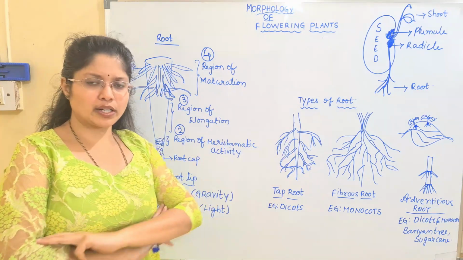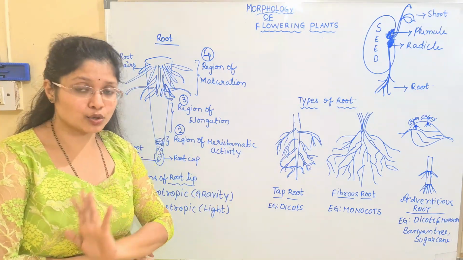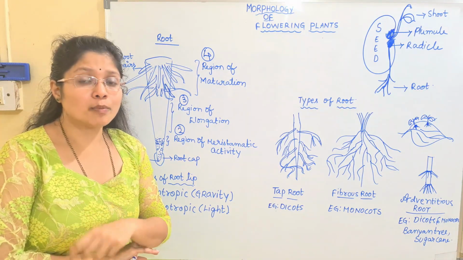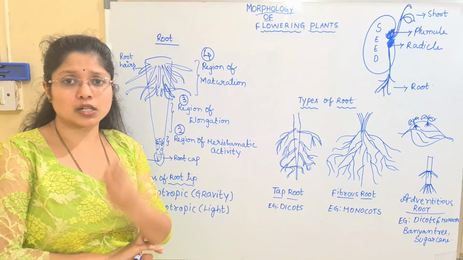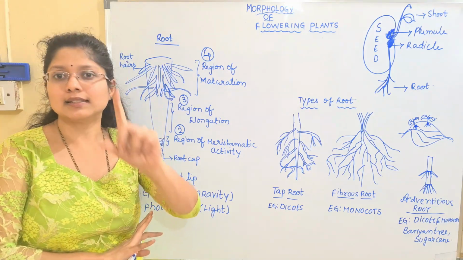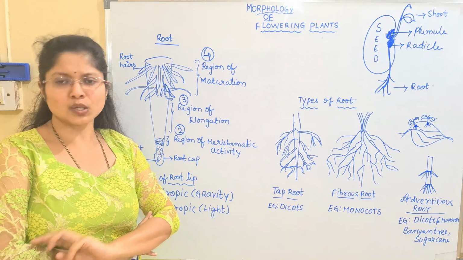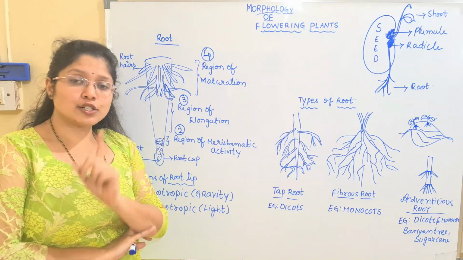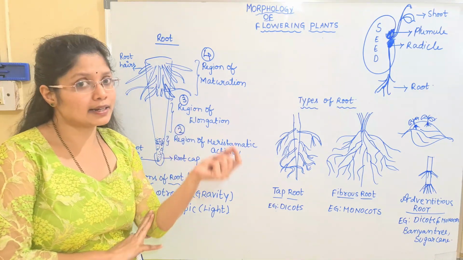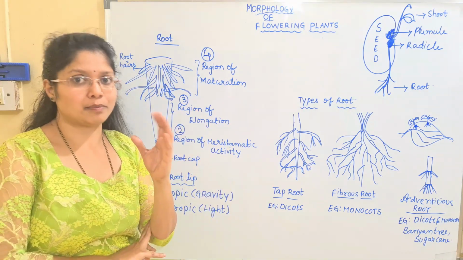Then what about adventitious root, children? Adventitious root is the one which is formed from any structure of the seed or any structure of the plant other than the radical. Once again, adventitious root is the one which is formed other than the radical. It may be a seed or a plant.